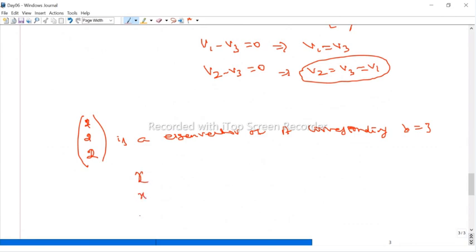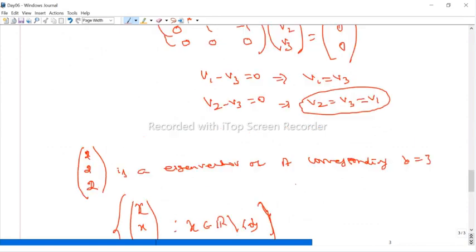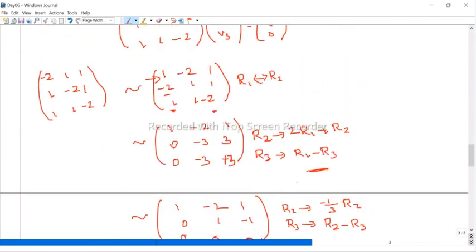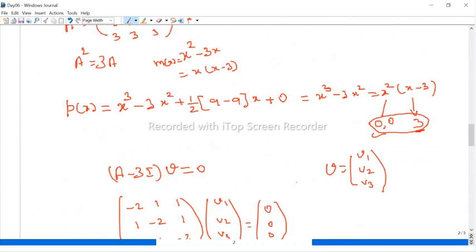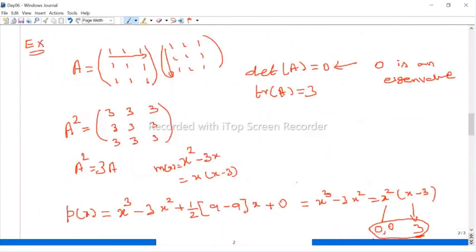If you take x, x, x, you are collecting all these vectors where x varies over the reals except 0. You are not allowed to take 0. So all the elements from this collection are eigenvectors. Why is this an eigenvector? Because it satisfies the equation. You just multiply with the given matrix, which is all 1s.